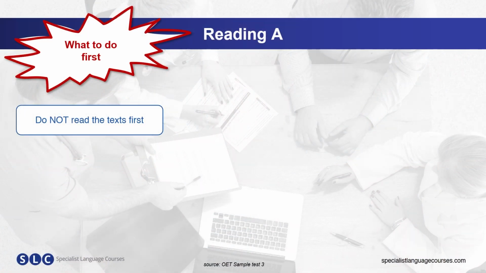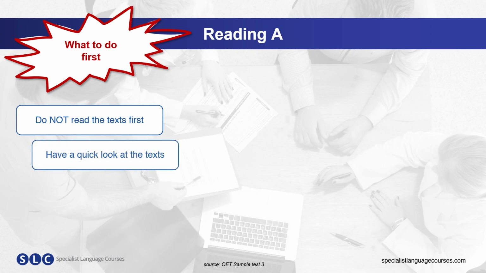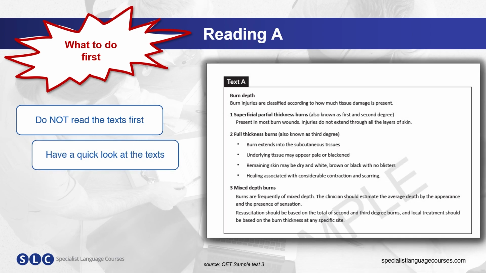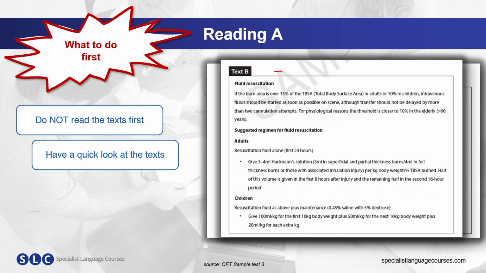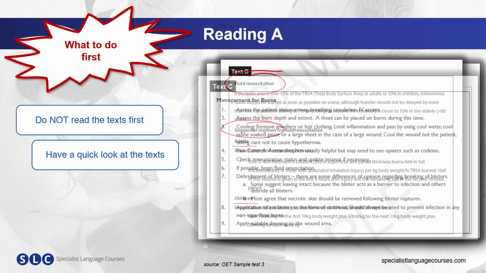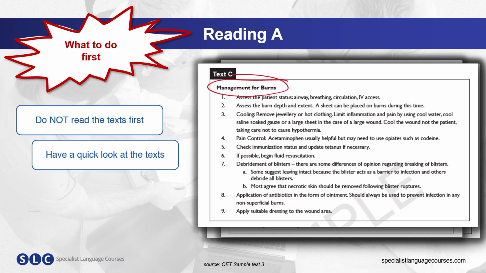Do not read the text. You simply do not have time. Instead, have a quick look at the text to notice what kind of information is in each one. Pay attention to headings such as here, the different types of burns, and here for fluid resuscitation, where it is also divided into adults and children. Here we have management for burns, which is numbered in order of completion, and we can also notice that there are lots of instructions here.